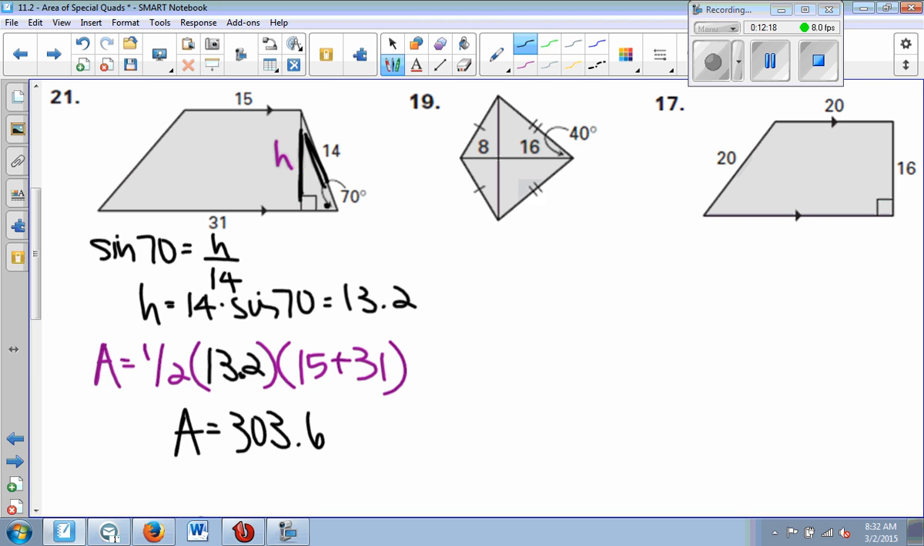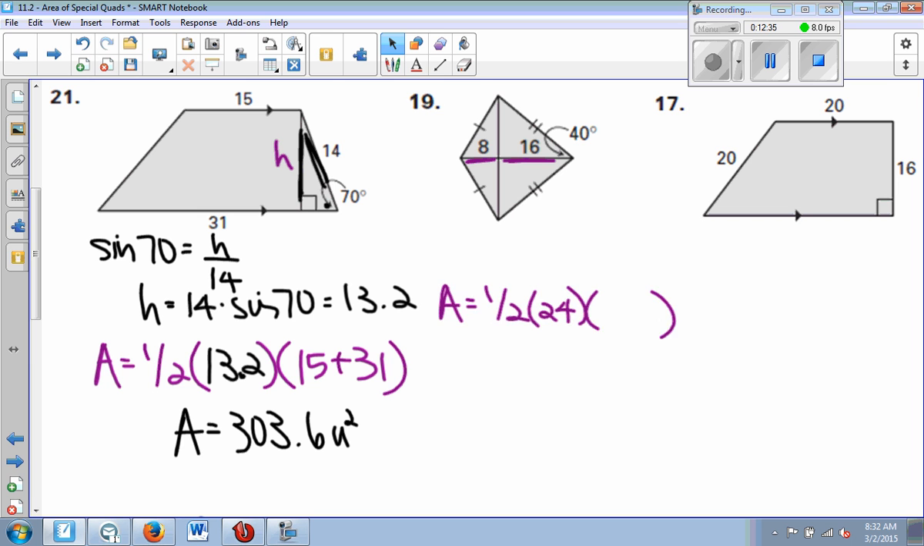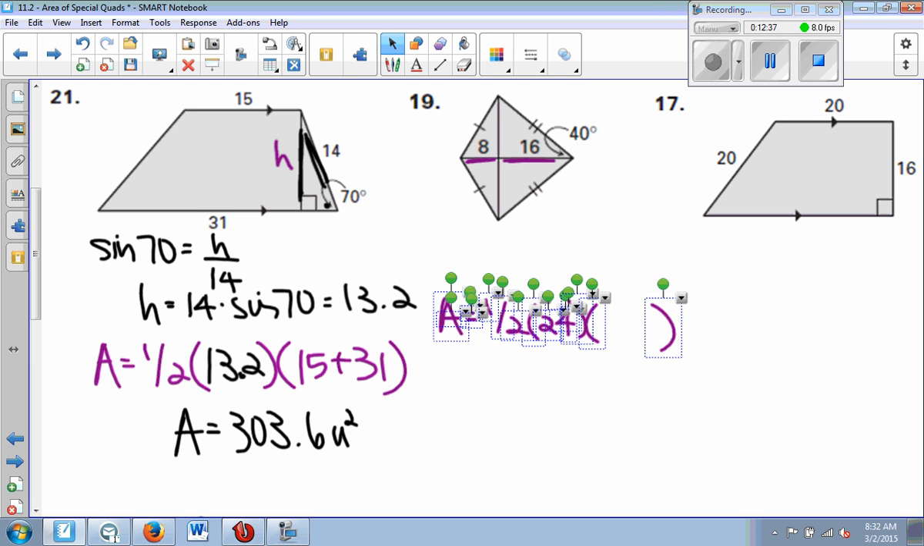And again, that would be in units squared. In the next problem, again, we have a kite. So I know this and this. So I know one of the diagonals is 24. I don't know the other diagonal. So unlike the last one, we can't use Pythagorean theorem because I don't know two of the sides.